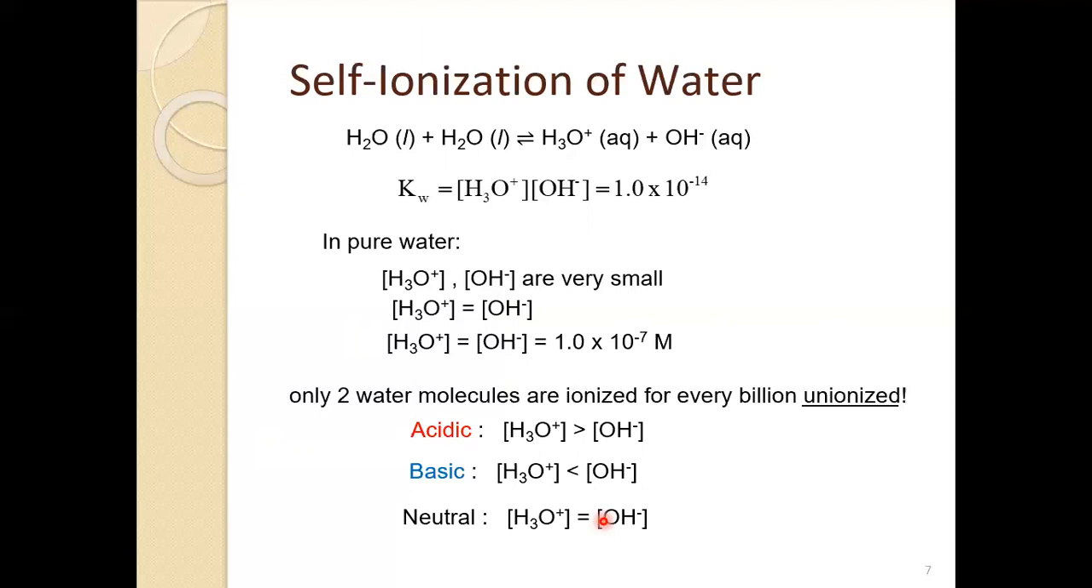So if we know these numbers, the hydroxide concentration and hydronium concentration, or if we know one, as we'll see, we can calculate the other. We can then determine whether we expect that particular solution to behave as an acid would, or as a base would, or as a neutral solution would.